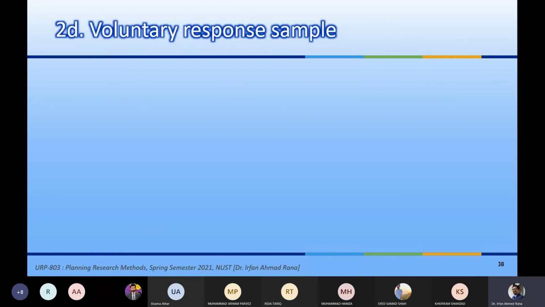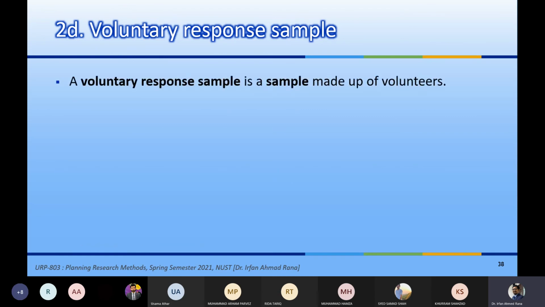Lastly is voluntary response. You just put a form out there. Let's say you have developed a Google form or online form, and you post it on Facebook or social media, and then you start getting responses. People are voluntarily filling up your survey. So that is called a voluntary response sample.